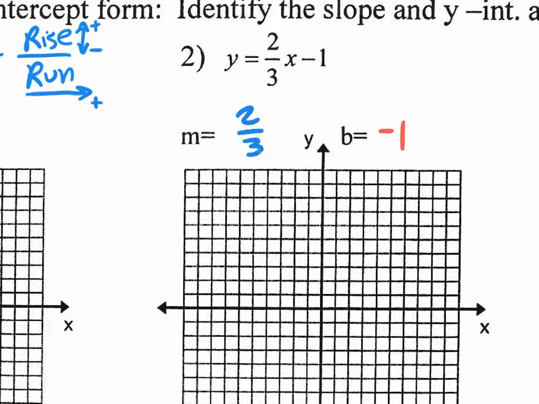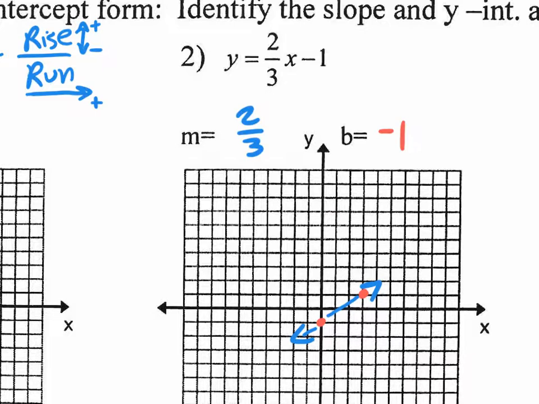Up 2 over 3. So let's go to -1 on the y, put a dot right there, and from that dot, I'm going to go up 2 over 3. So from that dot, up 1, 2, and then over 1, 2, 3. Okay? So let's put the dot right there. And then connect your dots. Put a line through it with the arrows on it, and you're done.